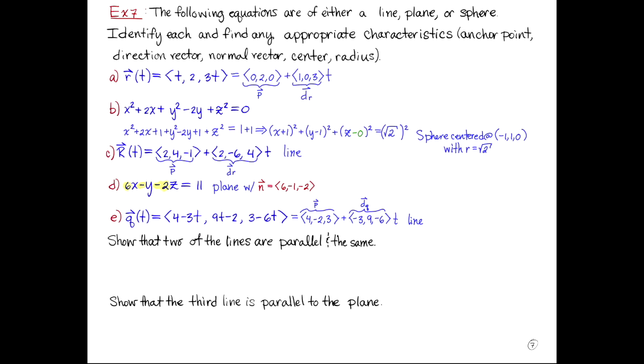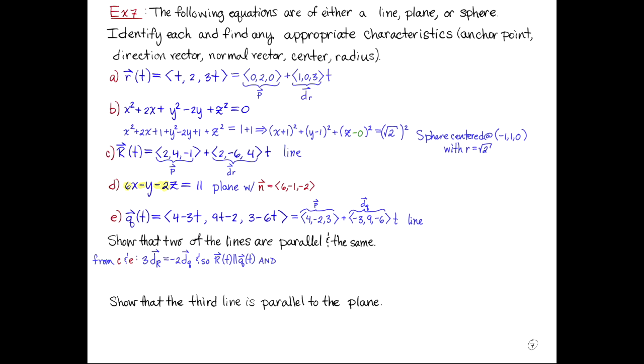We know that parallel lines have parallel direction vectors. So from C and E, we have that 3 times the direction vector of R of t is equal to −2 times the direction vector of Q of t. And so that tells us that capital R of t is parallel to Q of t. So we've shown that the two lines are parallel, and now to show that they're the same, we need to show that they have a point in common.